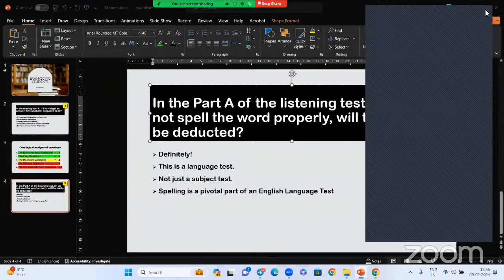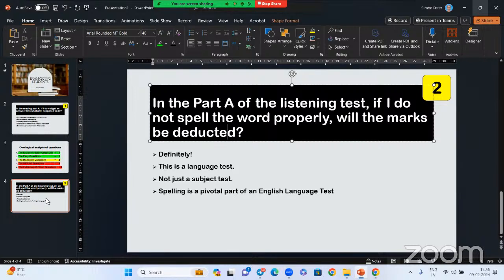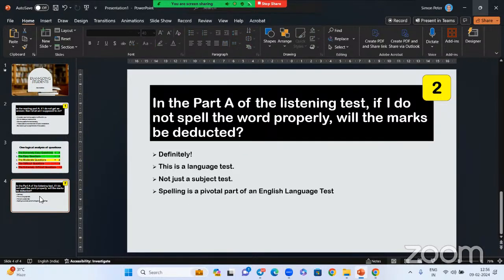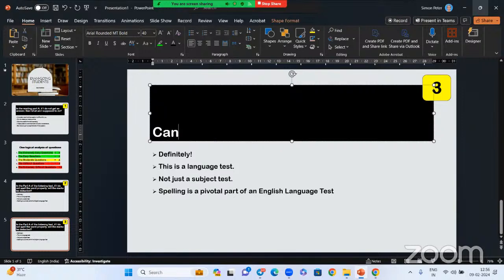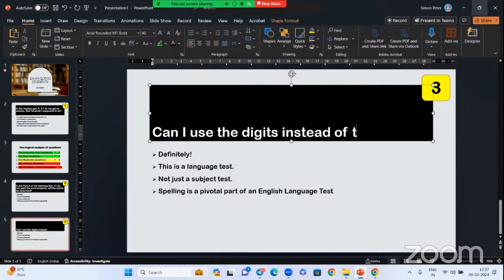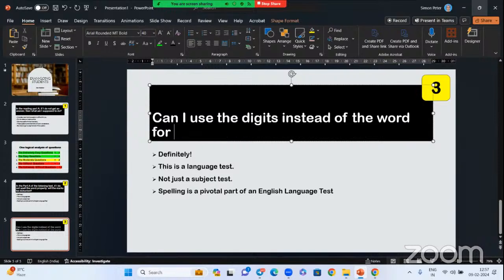Most of the time, sometimes I wrote 3 months ago, 4 months ago. So instead of writing the spelling of three, if I wrote the number, is that acceptable or not? Let me come back to that question. Now your question is, can I use the digital form, digits instead of words for numbers in the test? Is that correct?